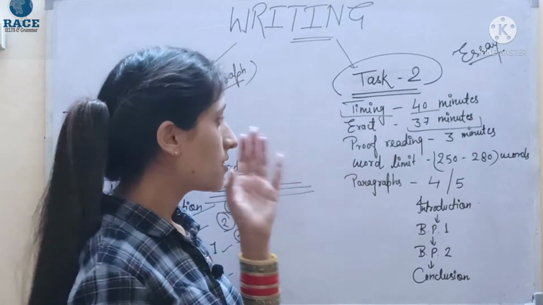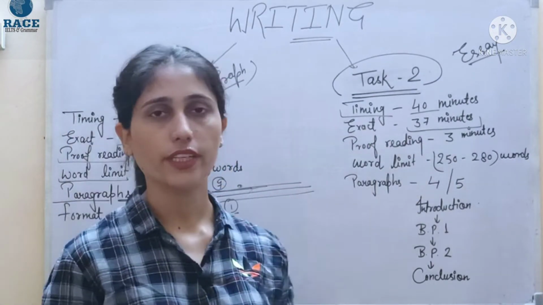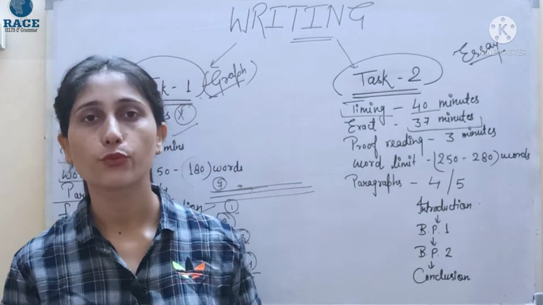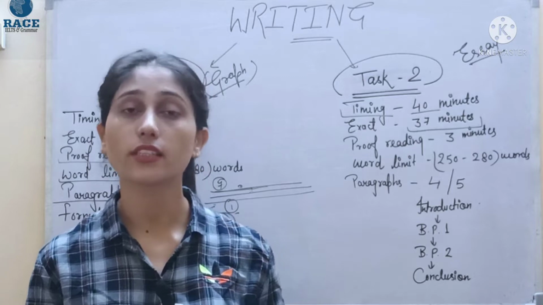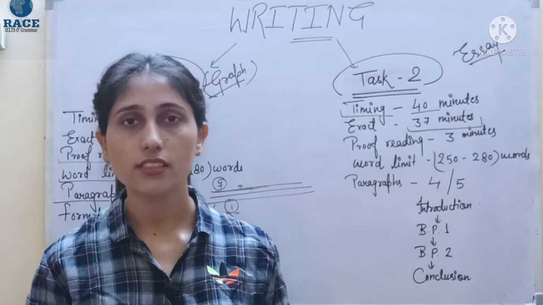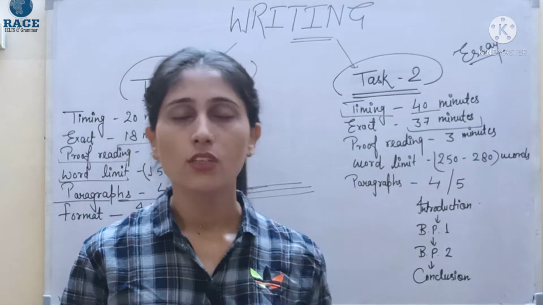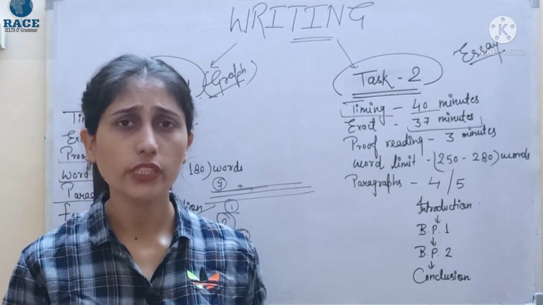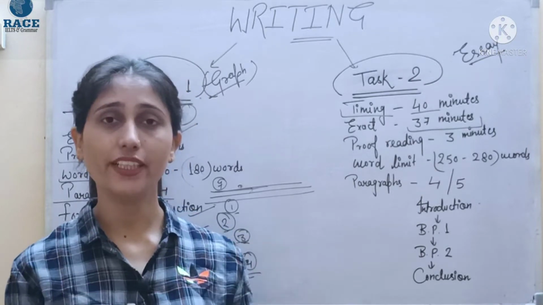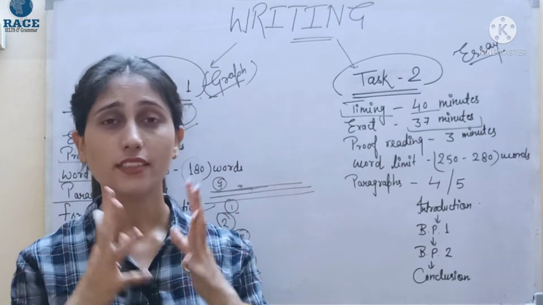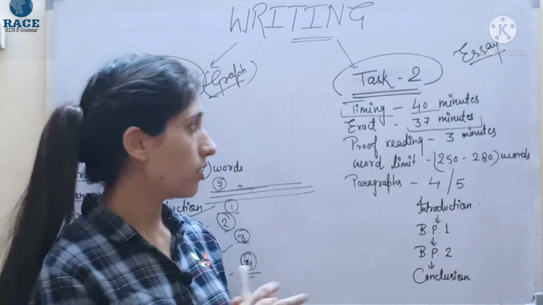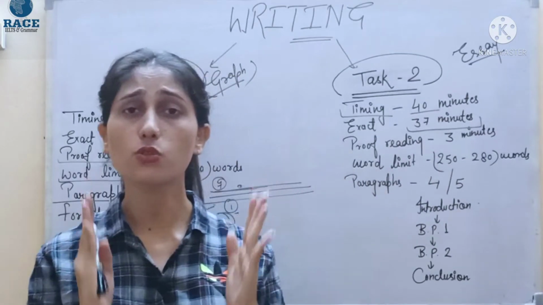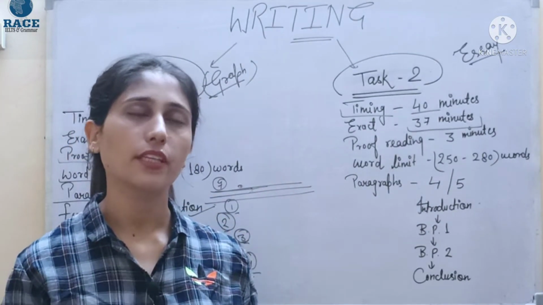Why? Because 3 minutes will remain for proofreading. As I have told you, if you do not leave your 3 minutes for proofreading, you will not come to know your slight errors, and if you leave those slight errors there, a 0.5 band will be deducted. We do not want this, because if 0.5 band is deducted, our result can be devastated. So please focus on that: you have to write your writing task 2 within 37 minutes, and 3 minutes will remain for proofreading.